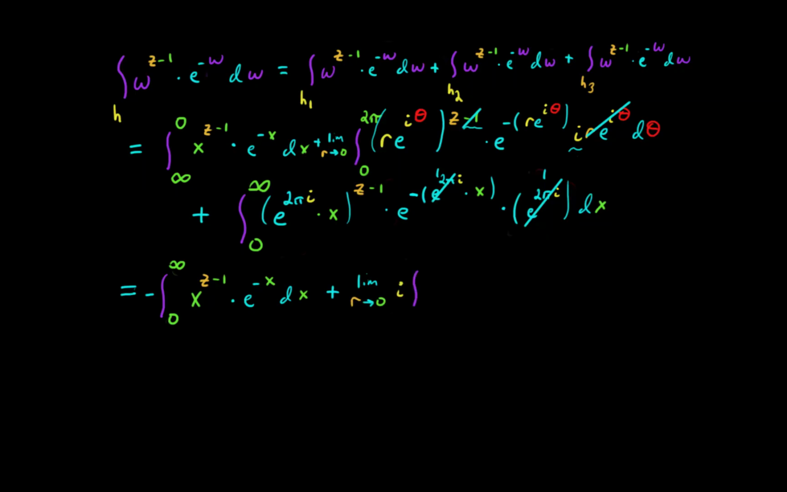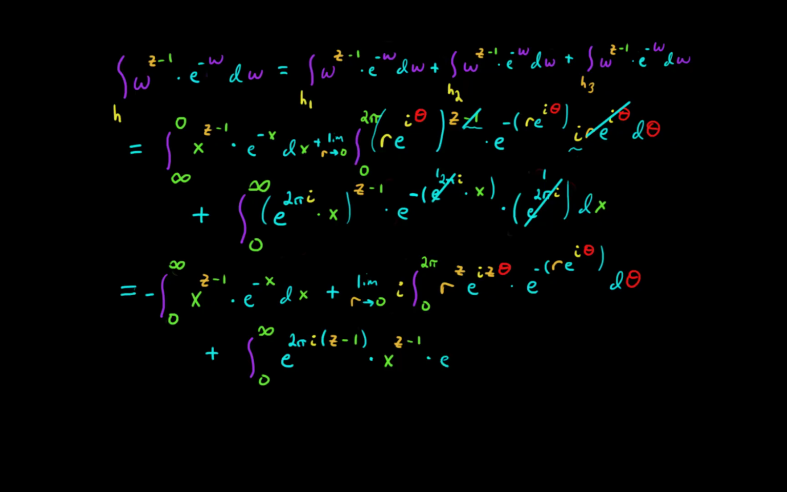This is our limit contour. So this will be the limit as r goes to 0 of i times the integral from 2 pi to 0. And now we have, for our r times e to the i theta to the z, I'm just going to write that as r to the z times e to the i times z times theta. And this is going to multiply e to the negative quantity r times e to the i theta d theta. Plus, finally, the integral from infinity to 0 of e to the 2 pi i times z minus 1 times x to the z minus 1 times e to the negative x dx.